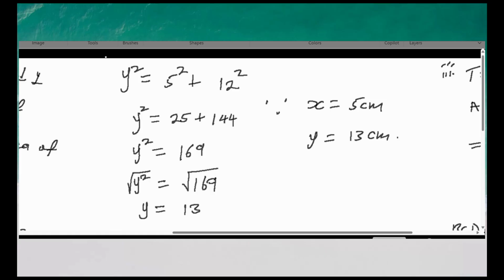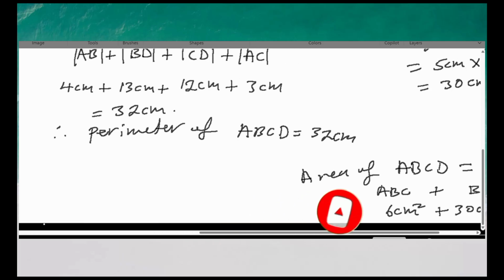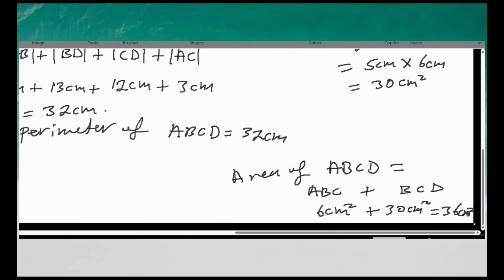So easily we're done finding the values for x and y, which are x is 5 centimeters, y is 13 centimeters. Our perimeter, we had 32 centimeters, and our area of the figure, we had 36 centimeters squared.